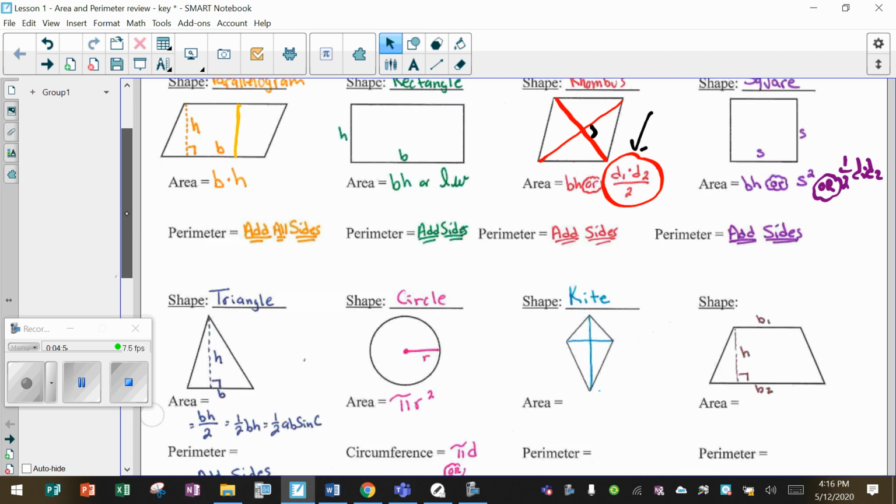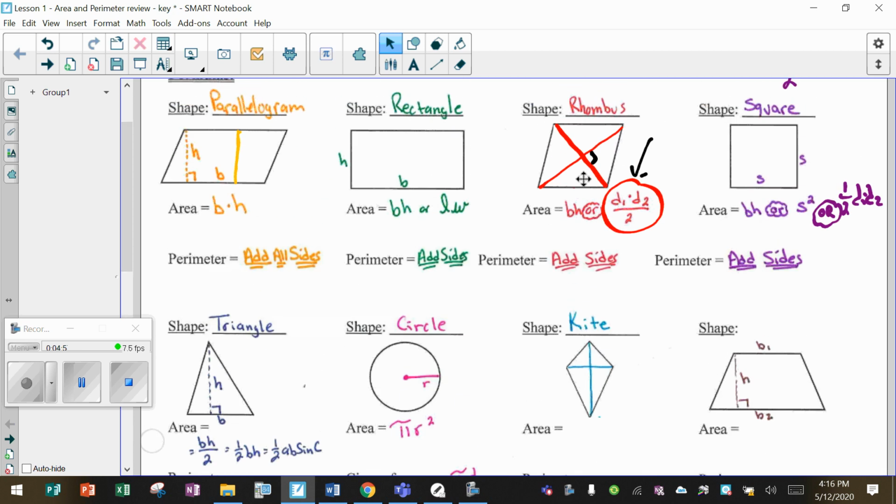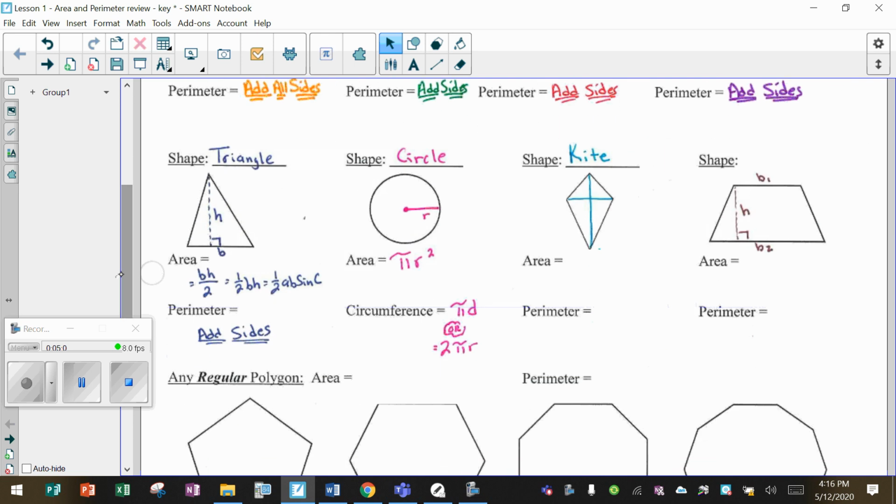Our kite has perpendicular diagonals. So just like our rhombus with perpendicular diagonals, or the square with perpendicular diagonals, our area formula is half the product of the diagonals. Diagonal 1 times diagonal 2 divided by 2. Perimeter, still add the sides.